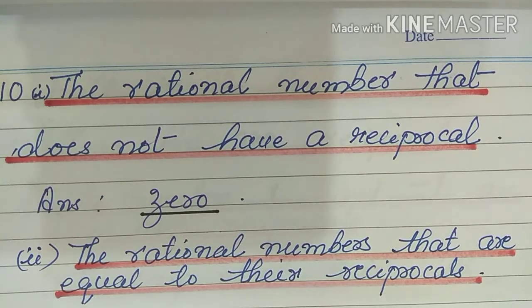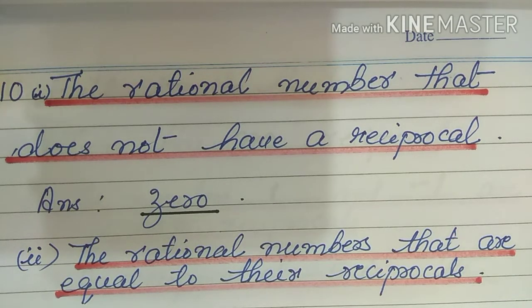In question number 10, there are 3 parts. So let's do the first one. The rational number that does not have a reciprocal. So we have to find that particular rational number which does not have a reciprocal. Can you say the answer? The answer is nothing but 0. 0 does not have a reciprocal. Why? Because division by 0 is not possible. Whenever the denominator is 0, division is not possible. So 0 does not have a reciprocal.